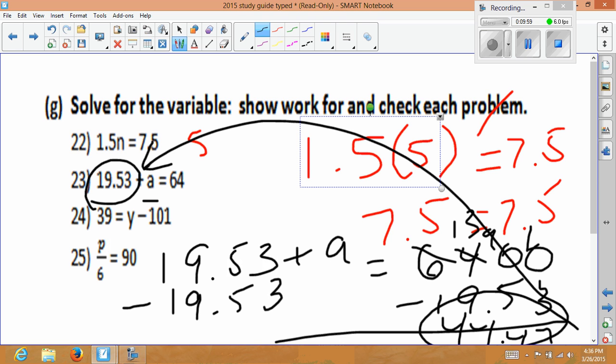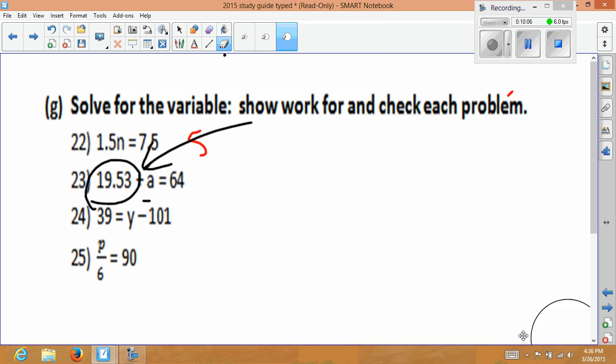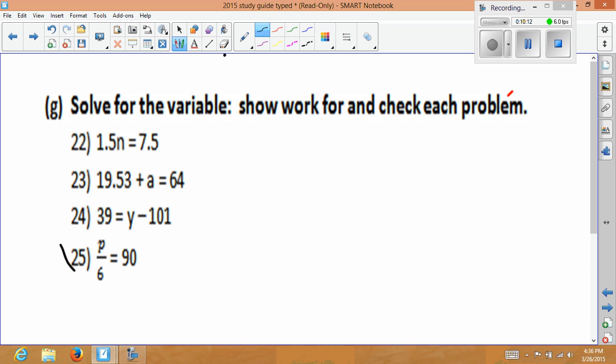Okay, next problem. Who's the variable? What's happening to it? Do the opposite to both sides. Last one says p divided by 6 equals 90. So rather than dividing by 6, you are going to multiply both sides by 6 and then check it.